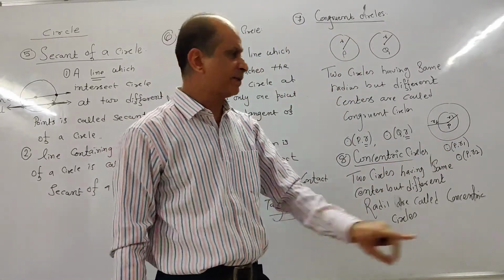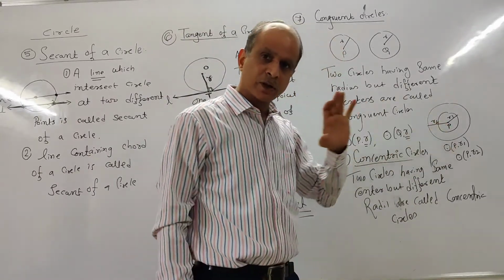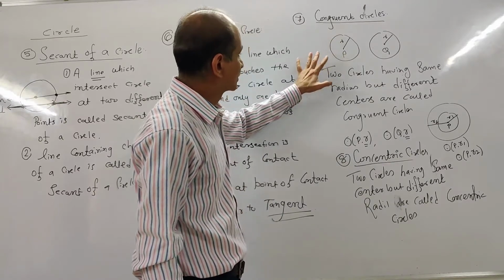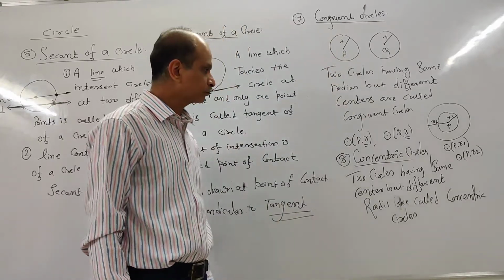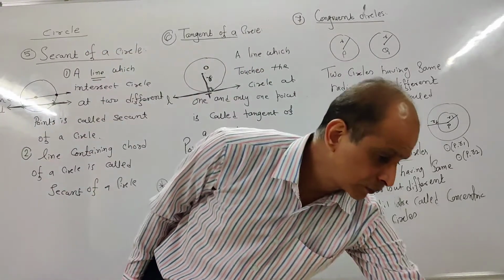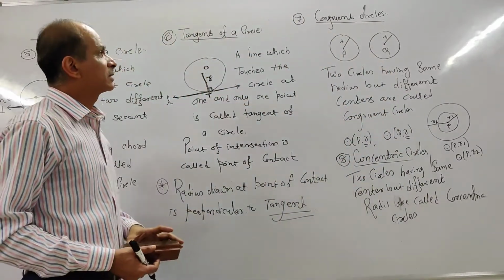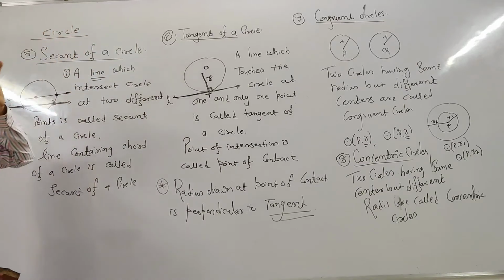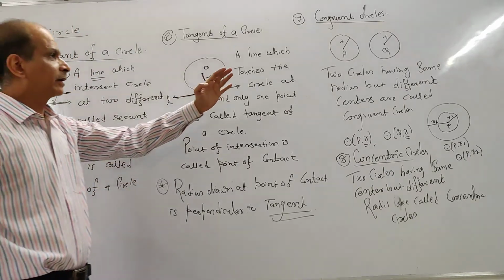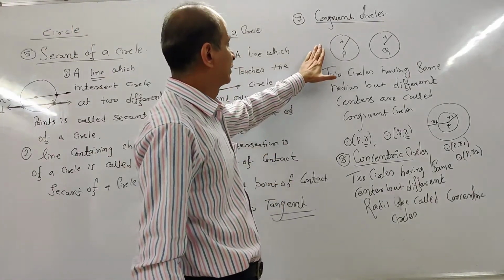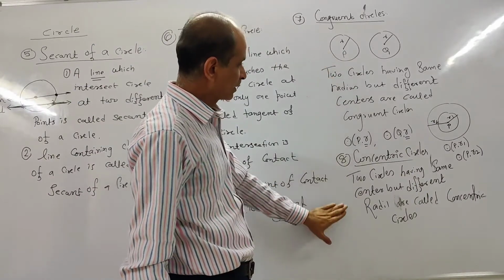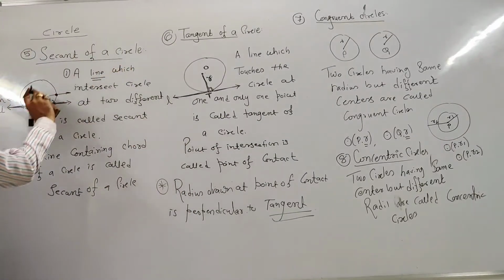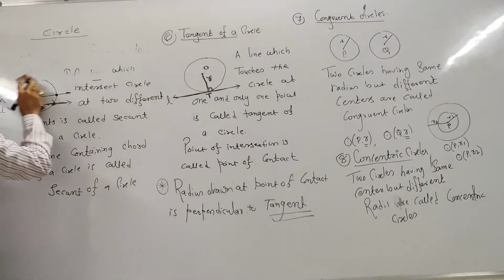concentrate at one point, means center is same, radii are different, but in congruent circles radii are same but centers are different. So concept number 8 means concentric circle, 7 means congruent circle. Here centers are different, radii are same. Here radii are different but centers are same. Well, let me start concept number 9 of this chapter.